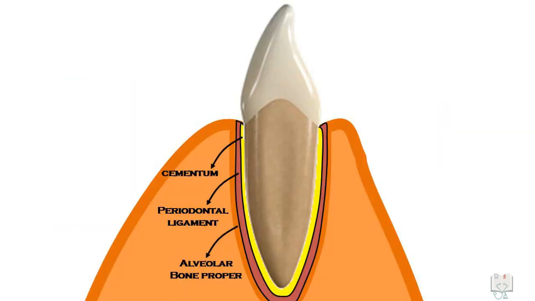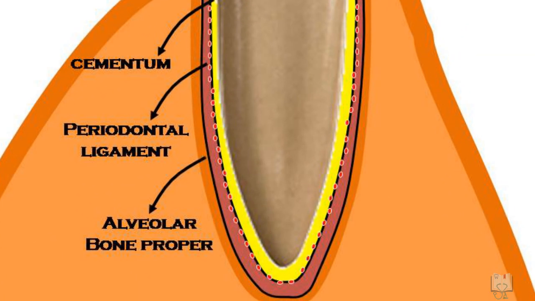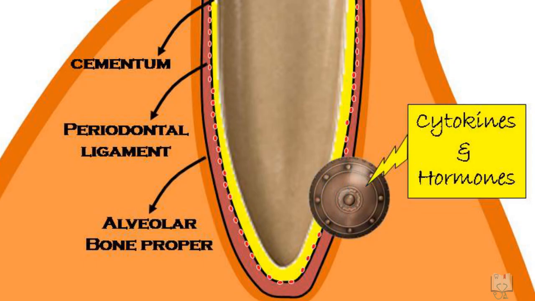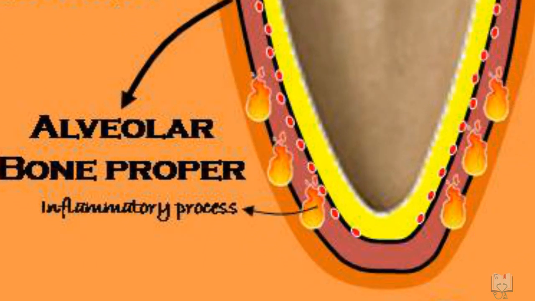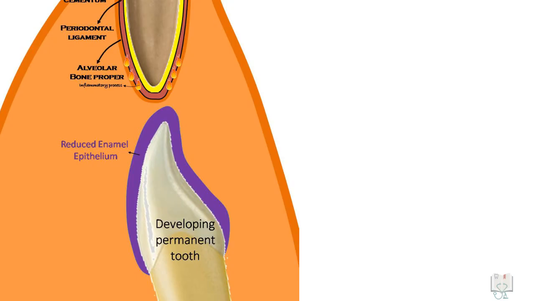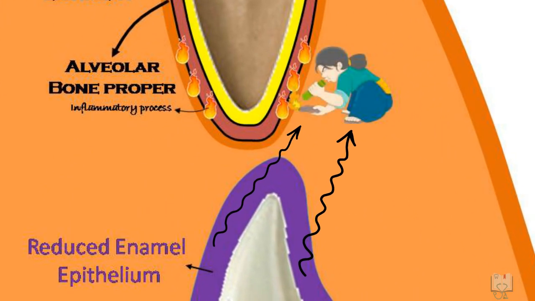Microinflammations. On the root surface, the cementum forming cells, cementoblasts, are present, which must be damaged prior to resorption. Now, hormones and cytokines have no effect on the response of cementoblasts. Therefore, microinflammatory processes develop, which leads to their degeneration. It is the reduced enamel epithelium of the erupting permanent tooth which is known to release substances to initiate this process.